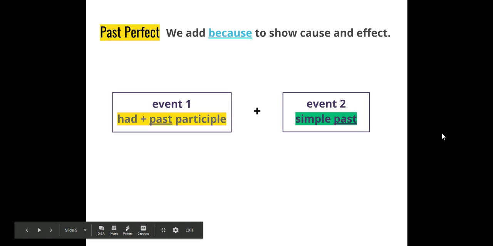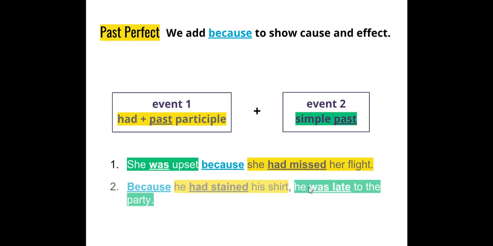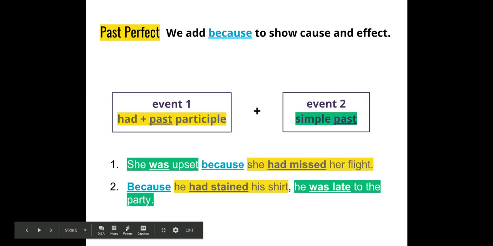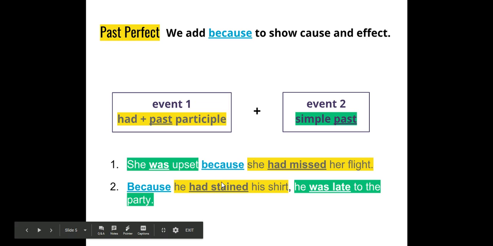We can use other words like because to show cause and effect. She was upset because she had missed her flight. This happened, so this happened. She missed her flight, so she was upset. Because he had stained his shirt, he was late to the party. So he stained his shirt. Staining his shirt caused him to be late to the party.